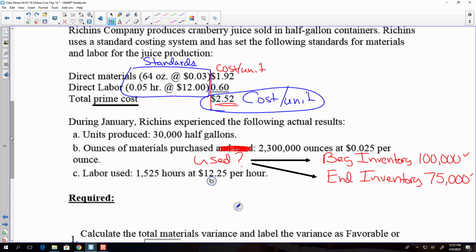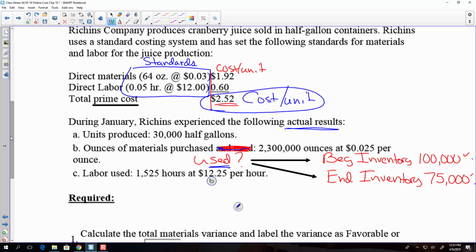So they again give us the actual results. During this period of time, I've produced 30,000 half gallons. I did change the scenario a little bit here with the ounces purchased were 2.3 million at 2.5 cents per ounce. But my used is some other number. Now, with materials, I have beginning ounces of 100,000. I have ending ounces of 75,000.